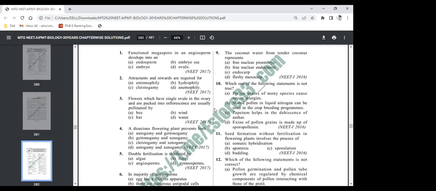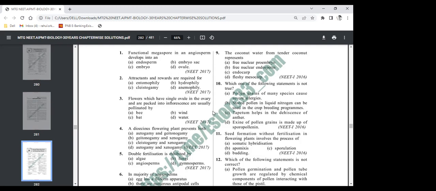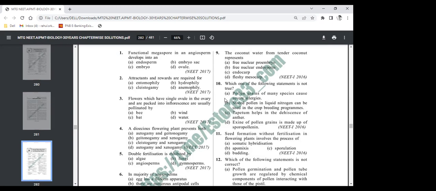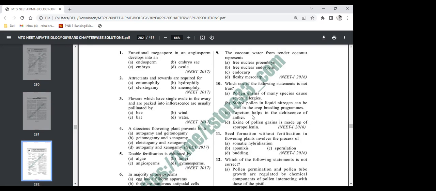Not true. So let me read this. Pollen grains of many species cause severe allergies. Okay. One more thing that you have to learn is to be fast in entrances. Entrances do not give you so much time. But I'm training you, so I'll give you time in the beginning. I guess C. So you think C is not true. What is the problem with C? Tapetum cells help in dehiscence of anther. Is that incorrect? Yeah. What does tapetum do then? Tapetum.